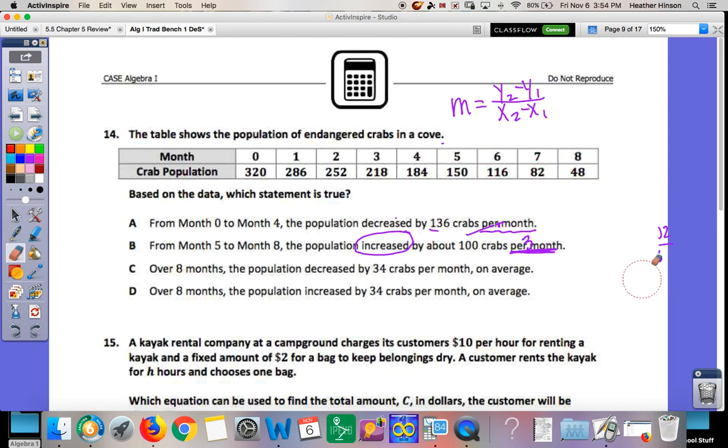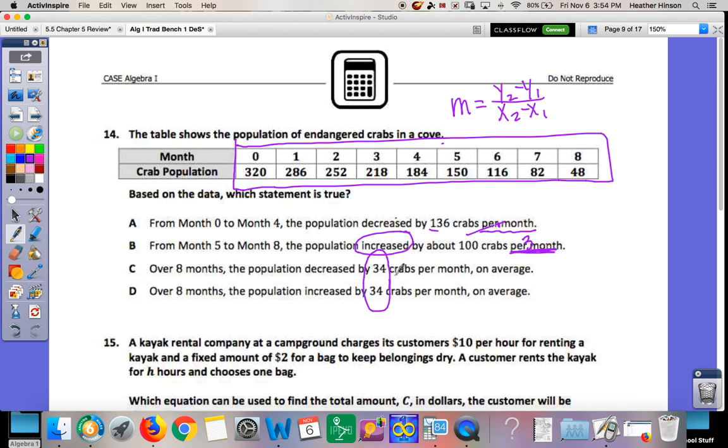Okay, and the last two, it says over 8 months. So over the whole time period here, the population decreased 34 crabs per month or increased 34 crabs per month. So we know it's got to be 34. We've solved for that and got 34 twice. But is it decreasing or increasing? Well, we started at 320. We're ending at 48. So it went down. It decreased. So C.